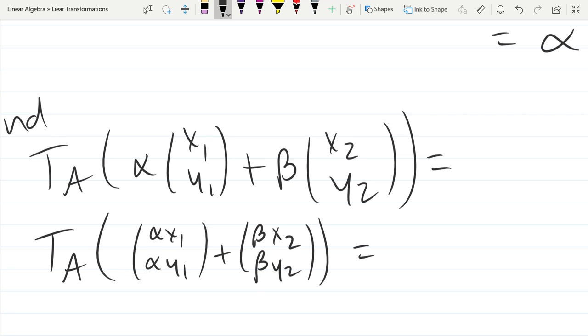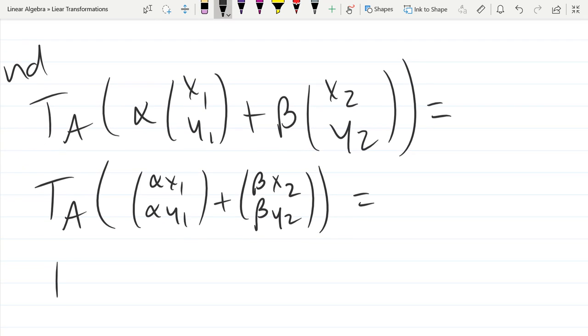So how do I add these two vectors? It's been a while since we did something this easy. How do we add matrices? Just add the components. It's almost too easy.